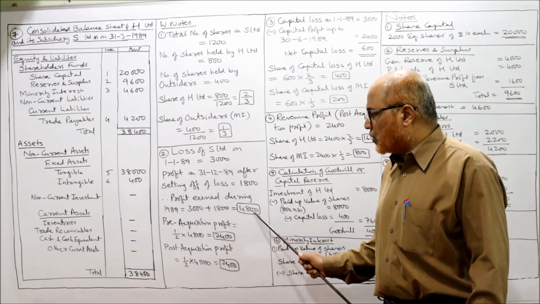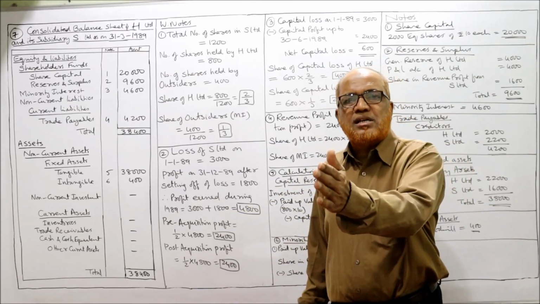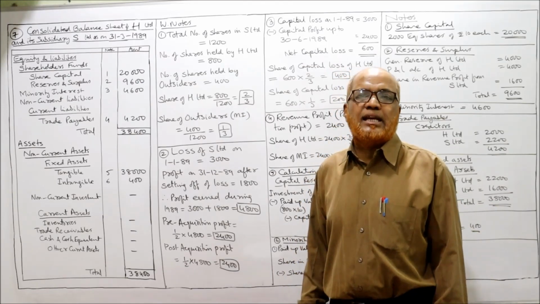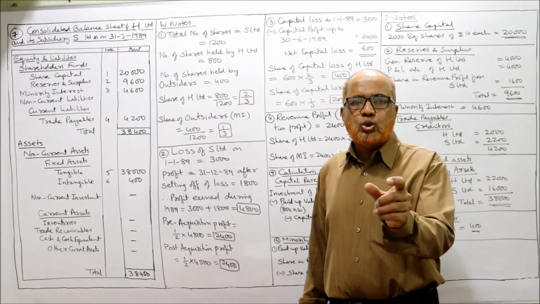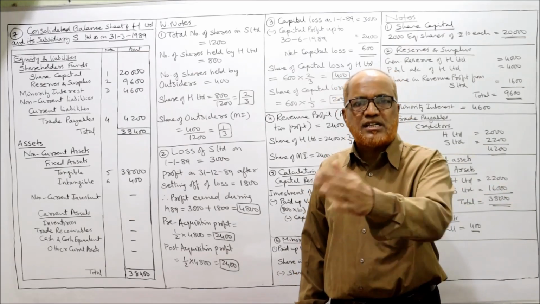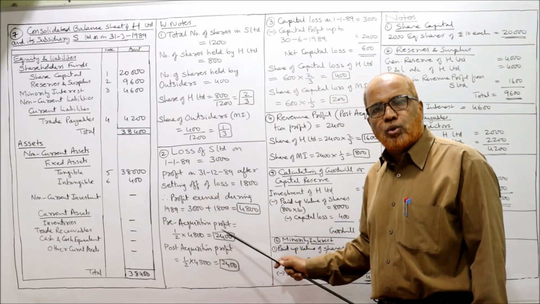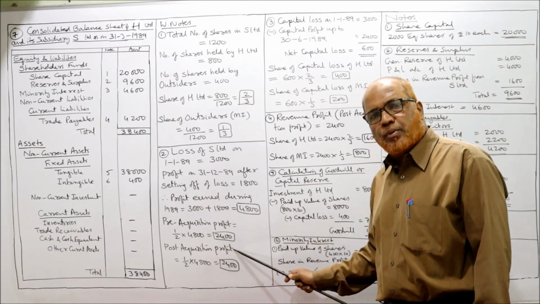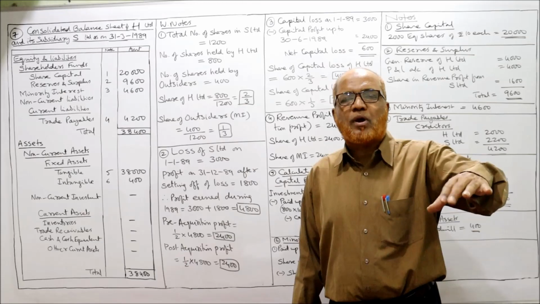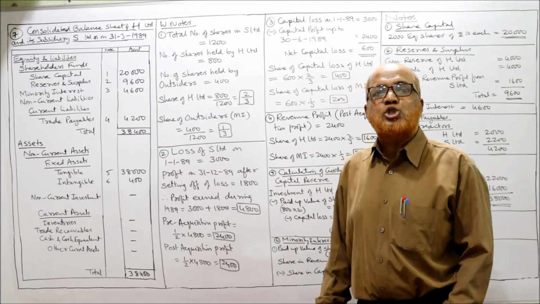The whole year's profit is 4,800. But during the year, 6 months are pre-acquisition, 6 months are post-acquisition, because the date of acquisition is 30th June 1989. On 30th June 1989, H Limited has purchased the shares in S Limited. So 6 months before, 6 months after. So pre-acquisition profit 4,800 into 1 by 2, 2,400. Post-acquisition profit 4,800 into 1 by 2, 2,400. For the whole year, 12 months profit 4,800. First 6 months pre-acquisition, next 6 months post-acquisition.